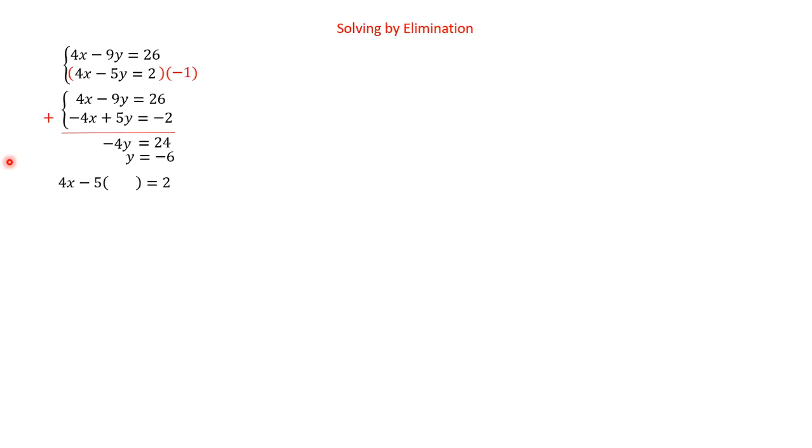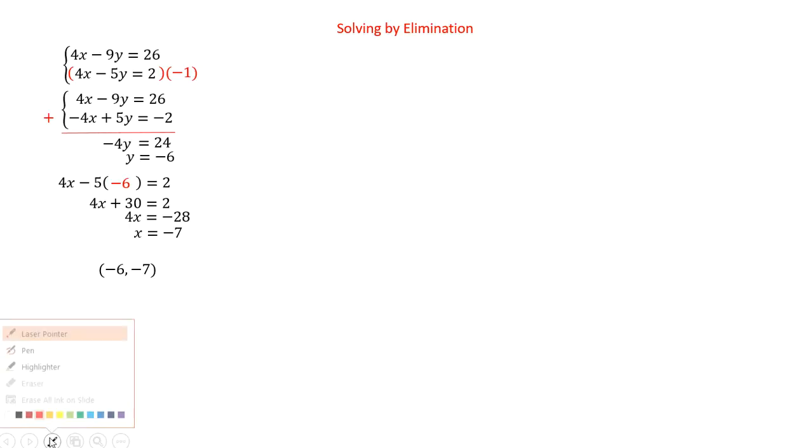4x minus 5 times y, which is negative 6, equals 2. Then negative 5 times negative 6 is 30, so 4x plus 30 equals 2. Subtract 30, you get 4x equals negative 28. Divide by 4, x equals negative 7. So our ordered pair is negative 7 comma negative 6.